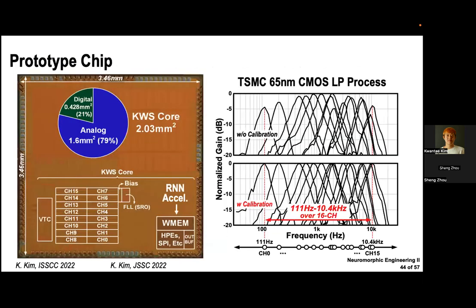Our prototype chip was fabricated in the TSMC 65 nanometer CMOS LP process, and we have an on-chip gain calibrator on our RNN accelerator side. We also implemented the RNN accelerator to run the keyword spotting task. Its bandpass filters were 16 channels from 111 hertz to 10 kilohertz.